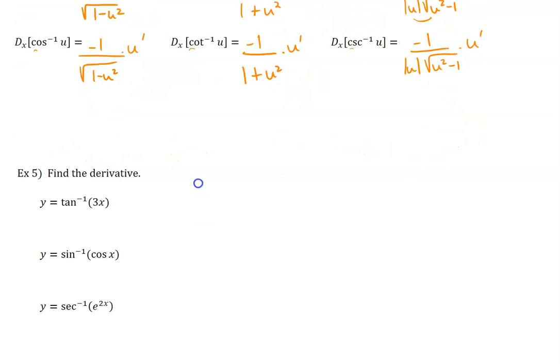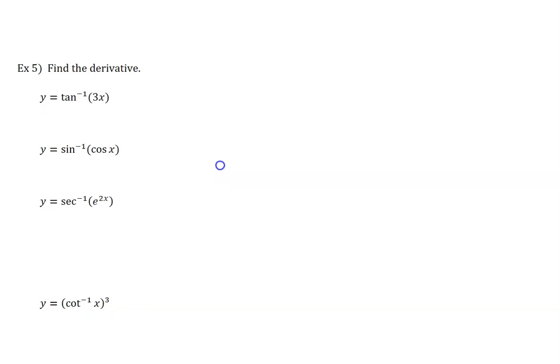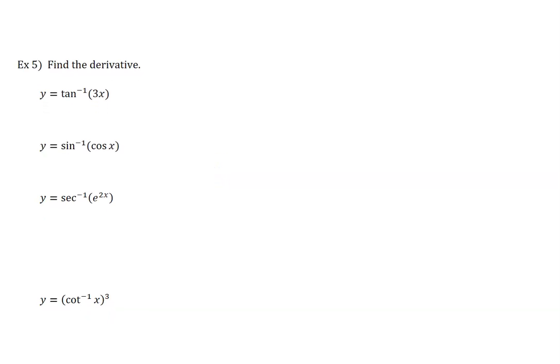All right, so let's go through a few examples. For each of these, if you would like to write them in terms of u so that you can do the full u substitution with the chain rule, that's totally fine. I'm going to identify u for each of these, but I'm not going to write it in terms of u. All right, so we have y is equal to tangent inverse of 3x. So because of the composition, this would be our u.